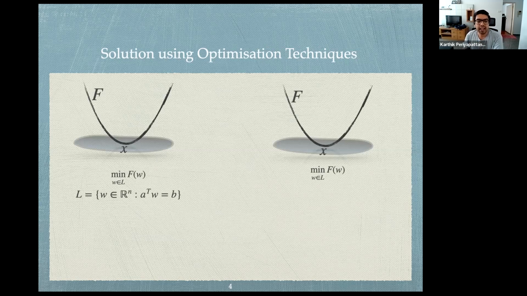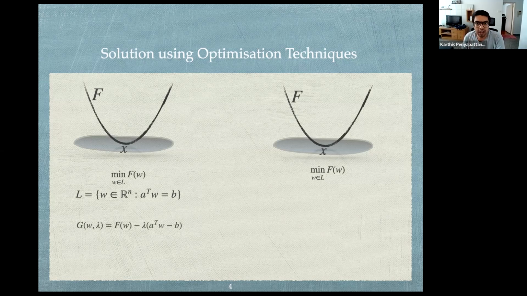So for example, let's say we are in a simpler setting where there is just one measurement. So the set L is the set of all solutions that we are after, which satisfy only one measurement, which is A transpose W equal to B, where A is some non-zero vector. Okay, so how does one typically go about solving this problem from an optimization perspective?